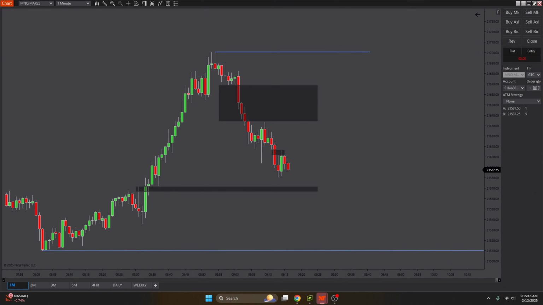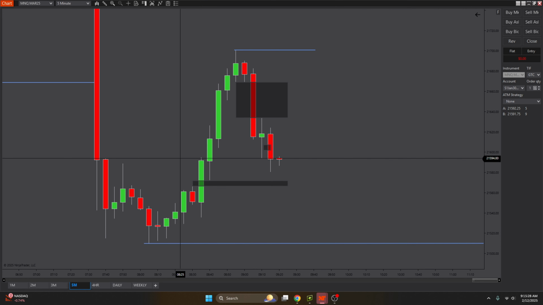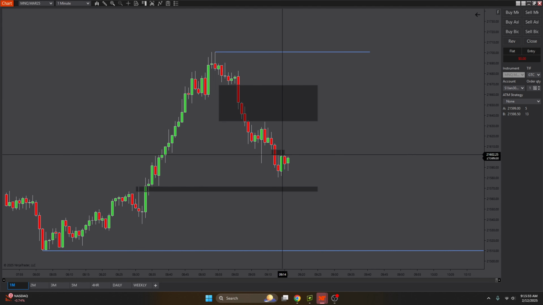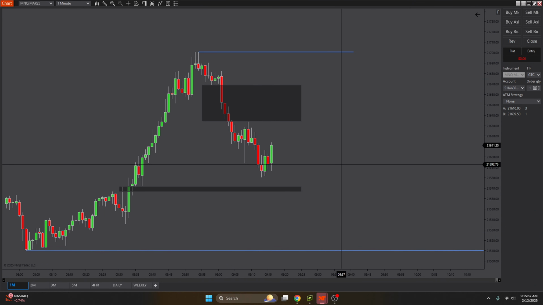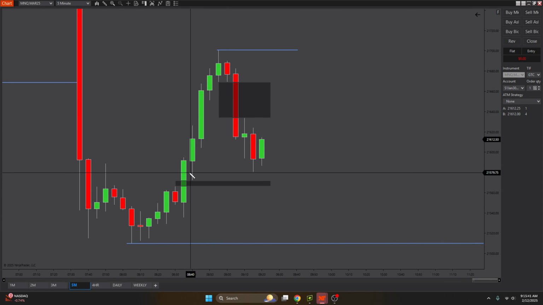Might take a stab here. Looks like we might want to come down to this 5-minute fair value gap. We're still in this one though. I'm not going to take a stab. We're going to sit here and see what happens here. Might take a stab long, possibly.